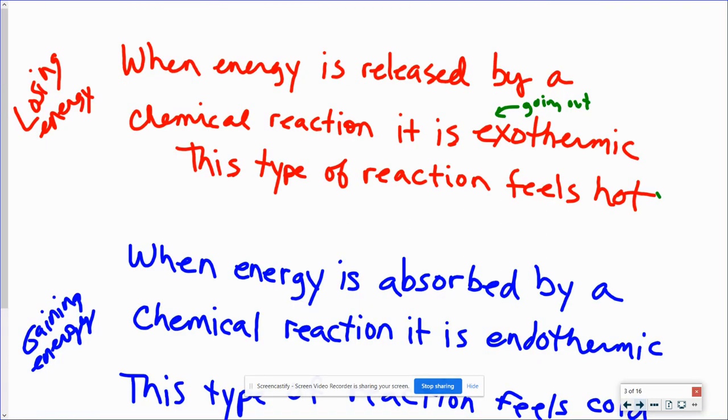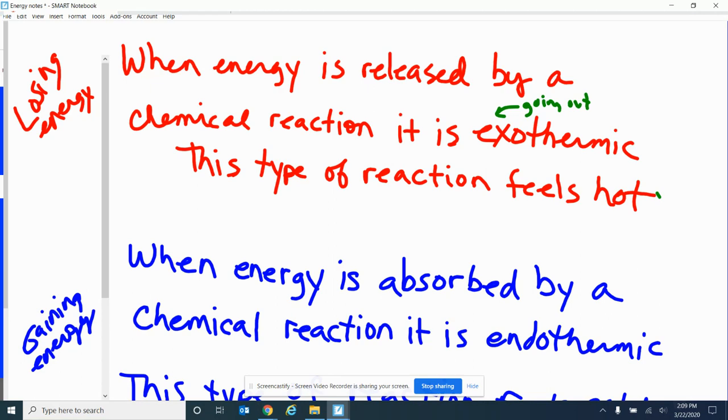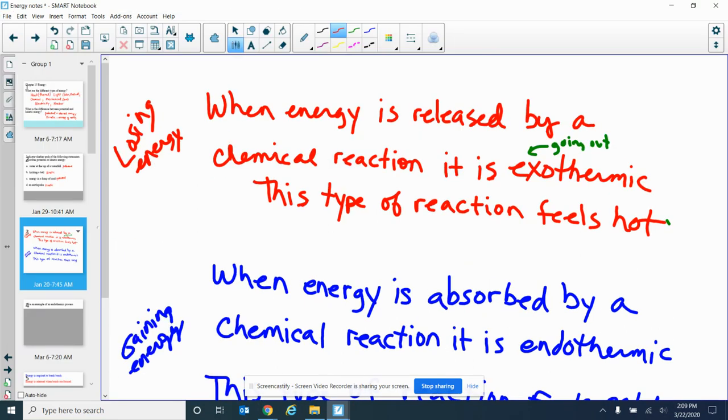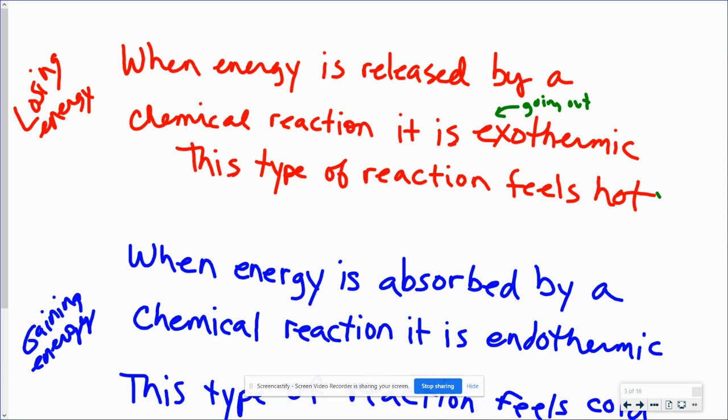When energy is released by a chemical reaction, that's exothermic. That means the energy is going out and it's going to feel hot. The substance is actually losing energy. Exo means exiting. And we have seen that in lab where you've done a reaction and it got hot, for instance when you put the magnesium in hydrochloric acid, that got hot.